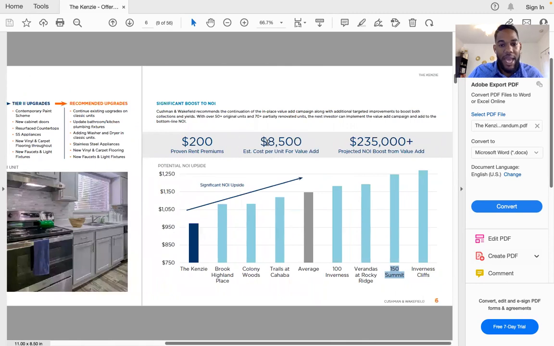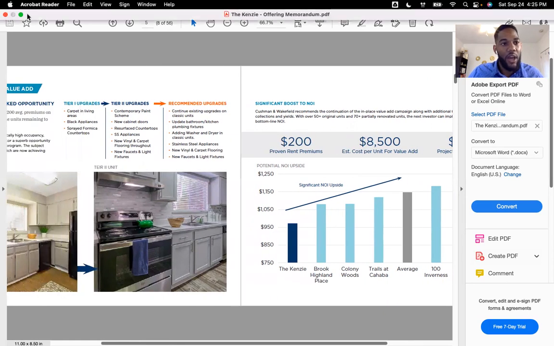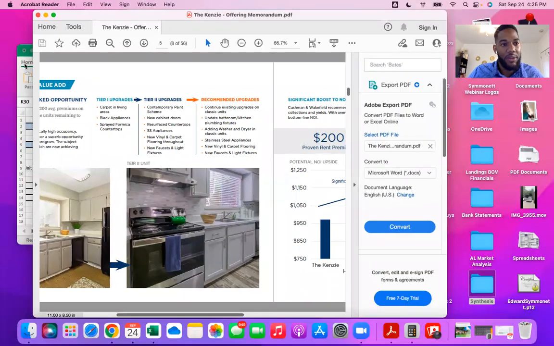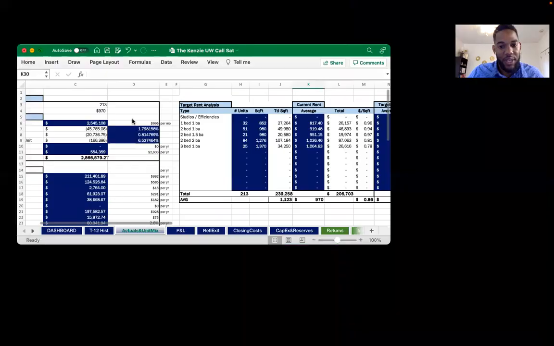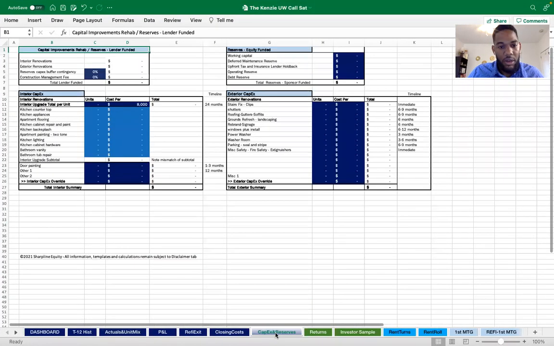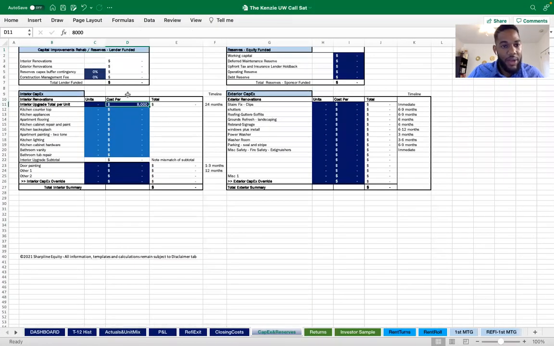They're also saying that they estimate about $8,500 a unit for the value add. So guys, I'm going to hop onto the model real quick and punch that in as a placeholder so we don't forget. I'll go to my CapEx reserves here and change this to $8,500 a unit. This is a 213 unit property. So we'll put that here as a placeholder and just go with the broker's numbers for right now.